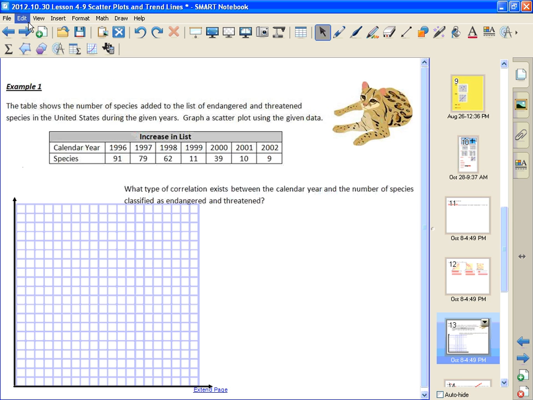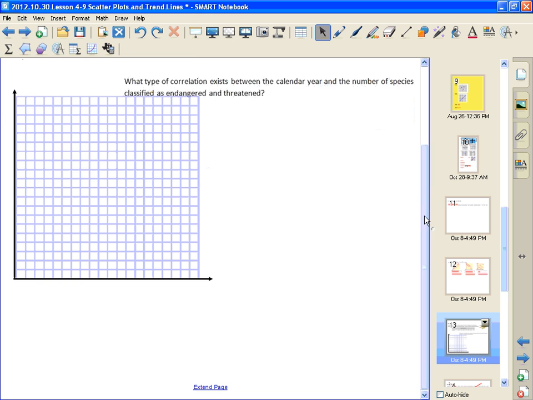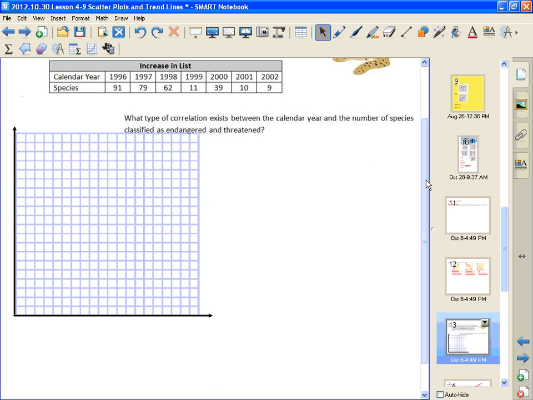All right. On example 1, it says the table shows the number of species added to a list of endangered and threatened species in the United States during the given years. Graph a scatter plot using the given data. So we have calendar year and the species, and we're supposed to put it on a graph. Which of our two variables is acting like our x? Calendar year. So on your graph, label your x-axis the calendar year.